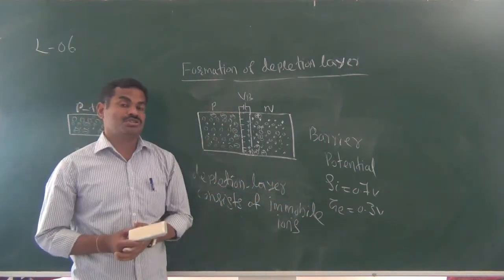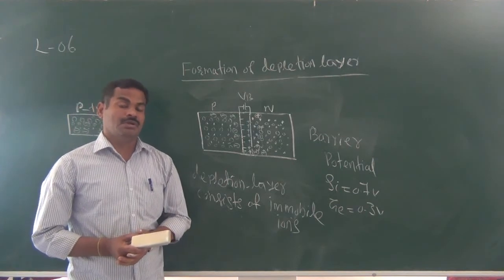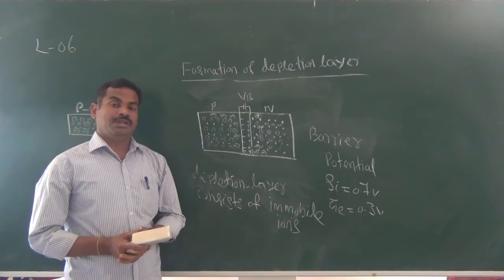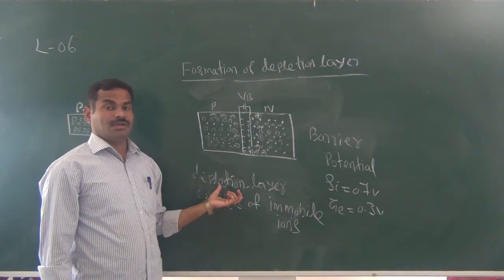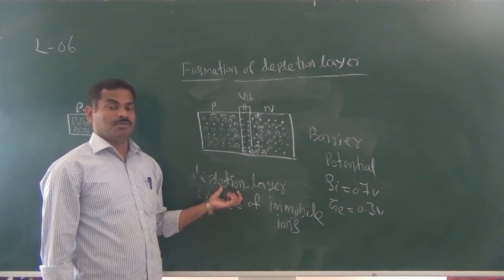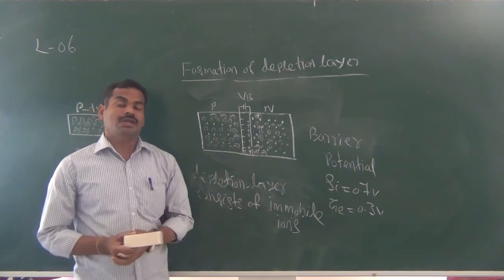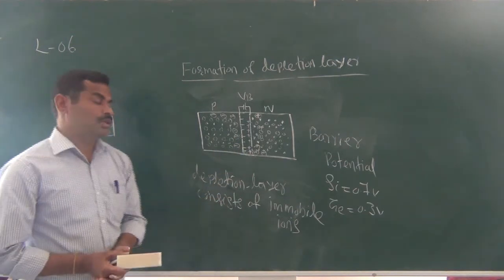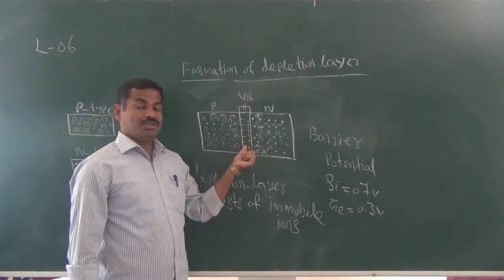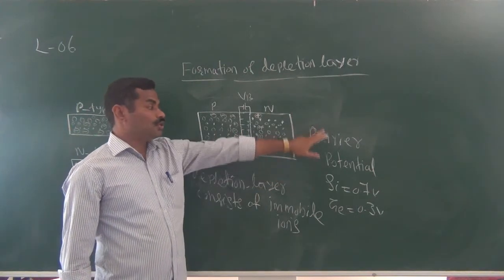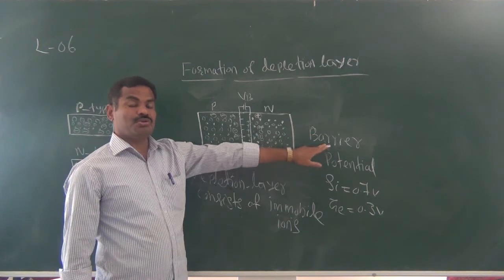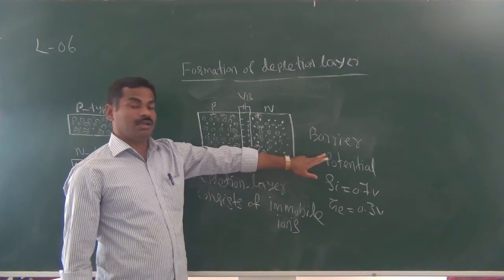Whenever you join the p-type and n-type semiconductors, what happens? You get the formation of the depletion layer. And once the depletion layer forms, the further diffusion of electrons and holes will be stopped. Also, the depletion layer creates some electric field, some potential. That potential is called the barrier potential. It is so important.